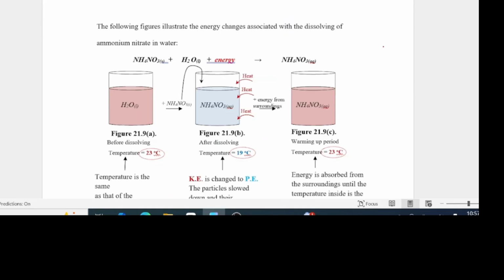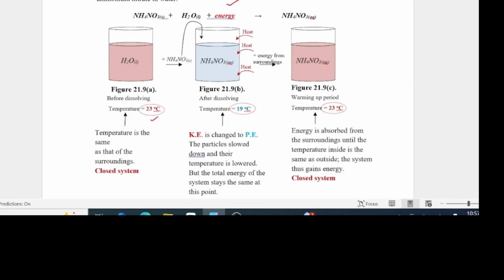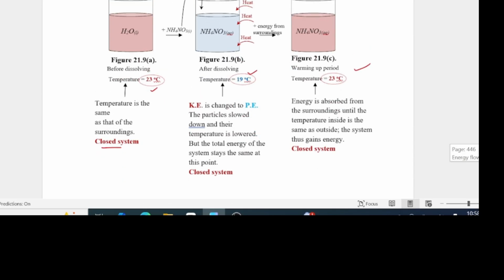And this can be exemplified again by these figures here. Ammonium nitrate is getting dissolved in water to form ammonium nitrate solution. This is the temperature of the water alone. When ammonium nitrate is added to water, there is a marked decrease in temperature. However, because the system now is at a lower temperature than the temperature of the environment, heat from the environment flows into the system until it attains its original temperature. We're talking about the reaction taking place in a closed system, not an isolated system.